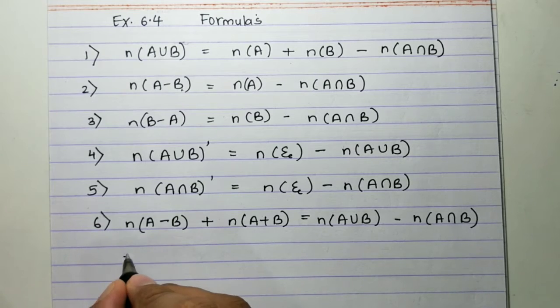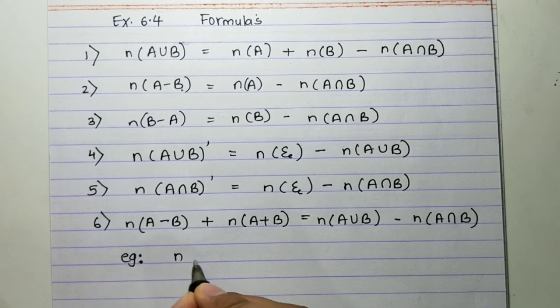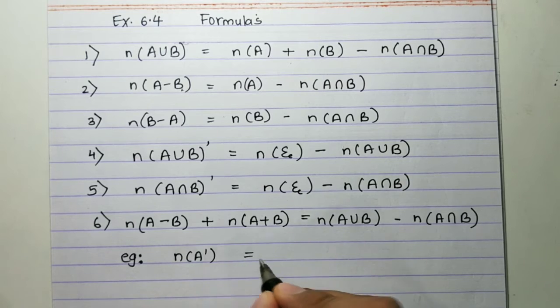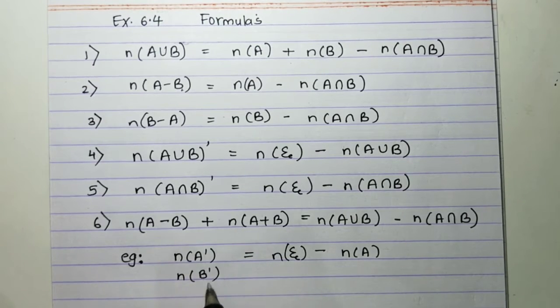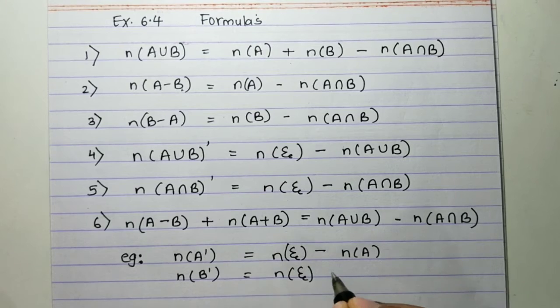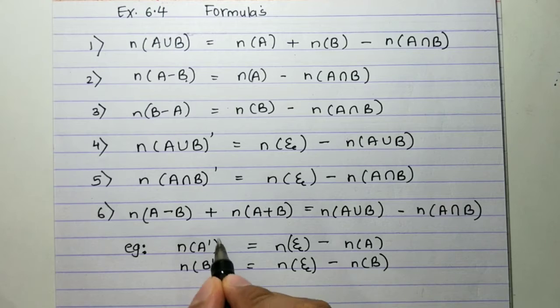For example, of this complement formula, you can also write that if you want to find A complement, from the universal set you will subtract A. Or if you want to find B complement, from the universal set you will subtract B. This is called complement. Now this comma will come outside the bracket, just to make the change.